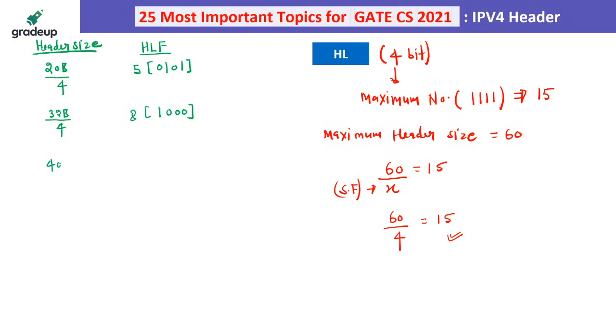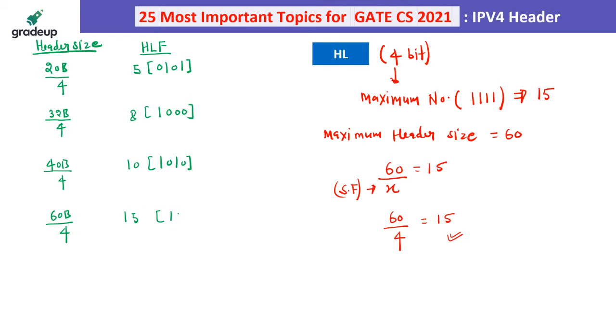If the header size is 40 bytes, divide by 4. What did I get? I got 10. So 10 means I will write, from the 4 bits, 1010. If the header size is 60 bytes, divide by 4. This is nothing but 15.